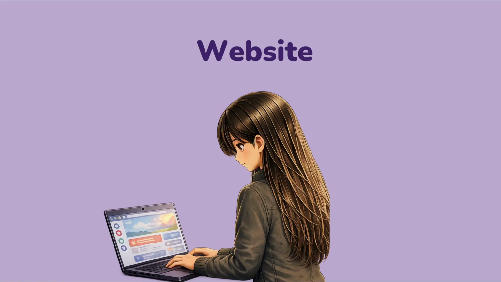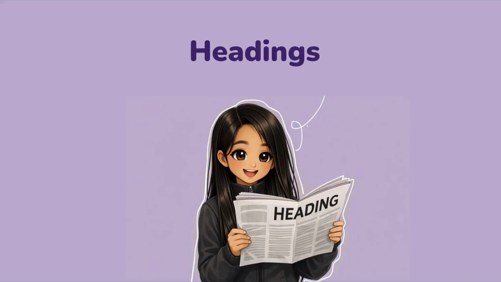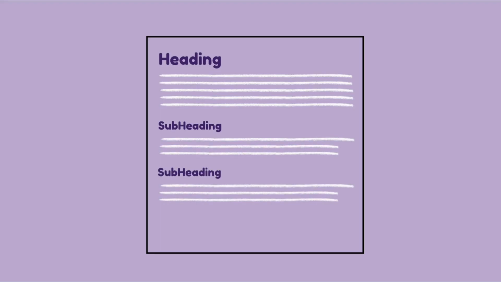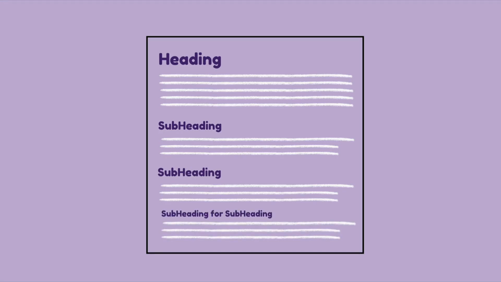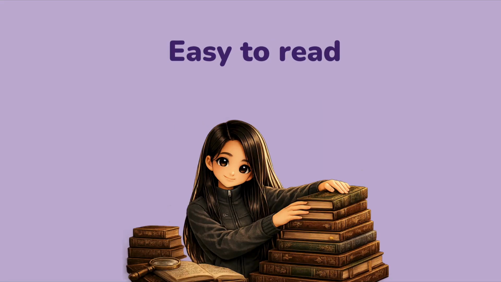Think about a website you've visited or even a book you have read. What is the one thing they have in common? Headings. There is usually a big heading at the top, then below it there are smaller headings that divide content into various sections, and sometimes inside those sections you'll even see smaller headings. That is how information stays organized and easy to read.